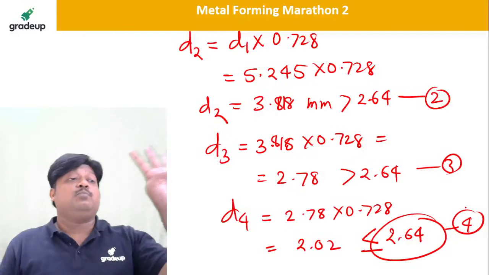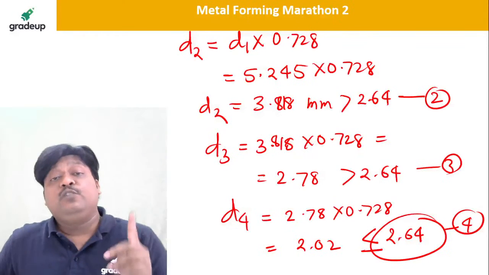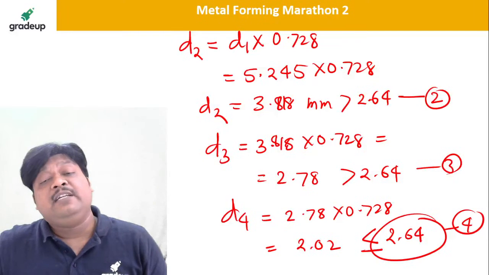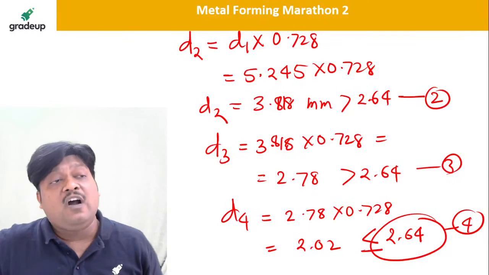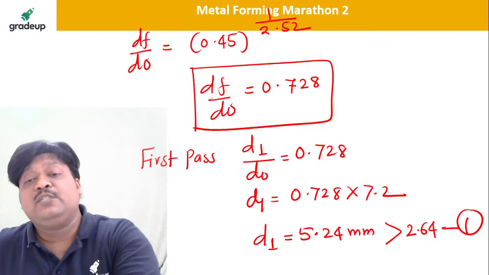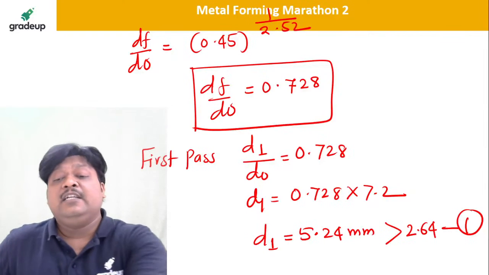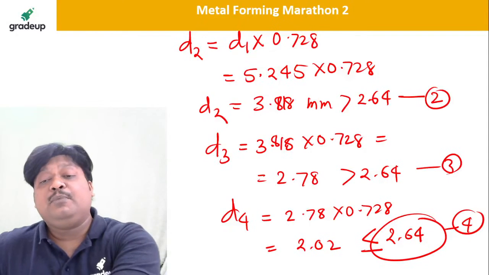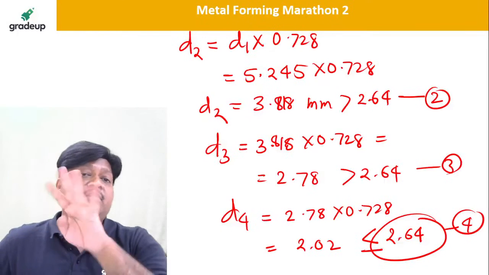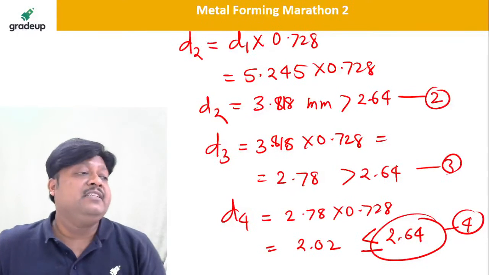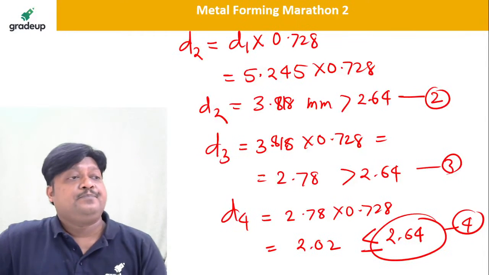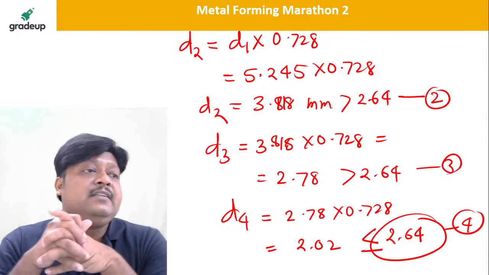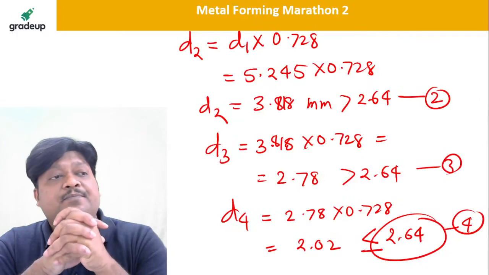You need the fourth pass when you need to draw the wire from a 7.2 millimeter diameter rod to a 2.64 millimeter wire diameter. How many passes do you need? 4 passes with the given data of operation. I hope it is clear.